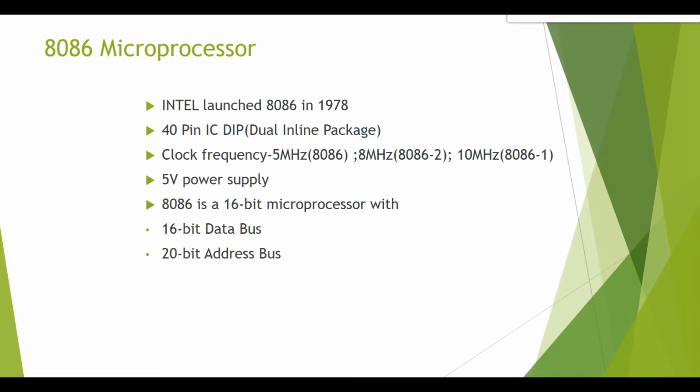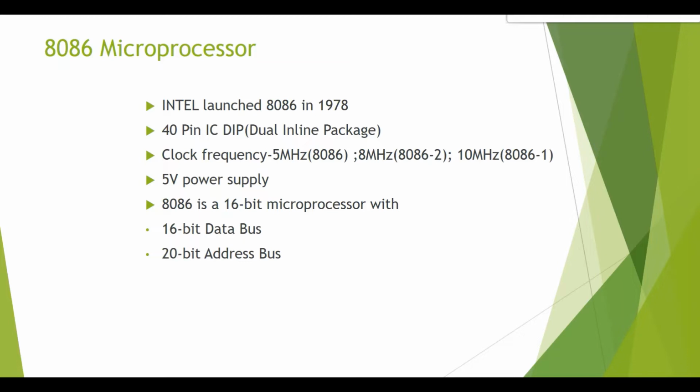Now again, this 8086 microprocessor is a 40-pin IC, and it is available in three different variations depending on the clock frequency. The 8086 has a 5 megahertz clock frequency, the 8086-2 has an 8 megahertz clock frequency, and the 8086-1 has a 10 megahertz clock frequency. All of these microprocessors work on a plus 5 volt power supply. Now in the 8086 microprocessor we have powerful instructions. In this we can do operations on characters or strings.